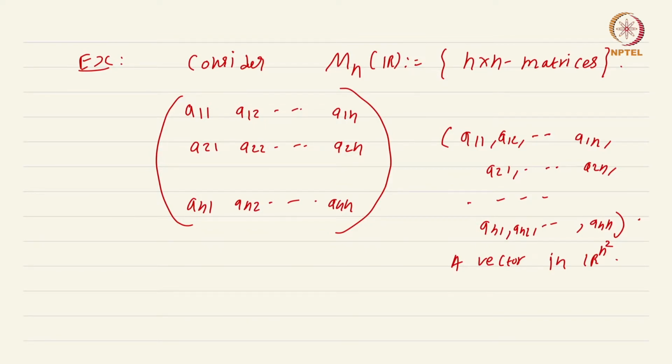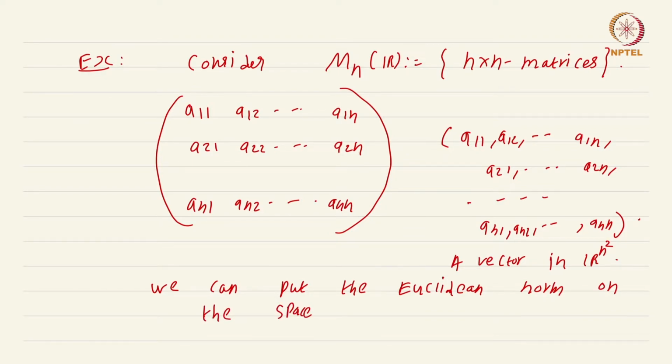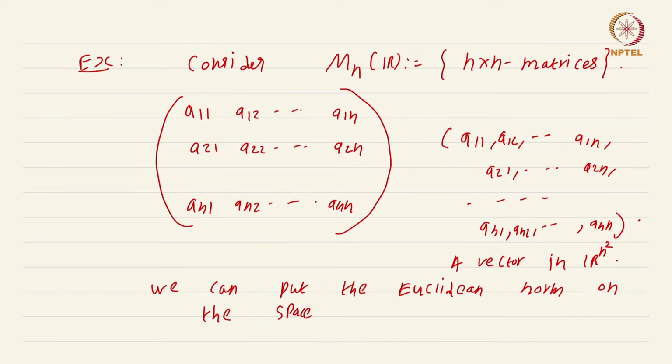So we can also put the Euclidean norm on the space of matrices in this way. This will make the space of matrices into a normed vector space.